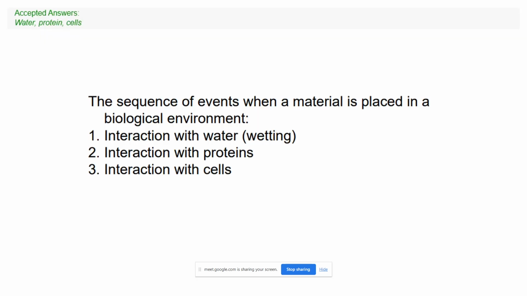Okay, the correct answer is water, protein and cells. First water will come and wet the surface, and then that will be followed by proteins, and after the proteins cells will come and interact with the exposed biomaterial.